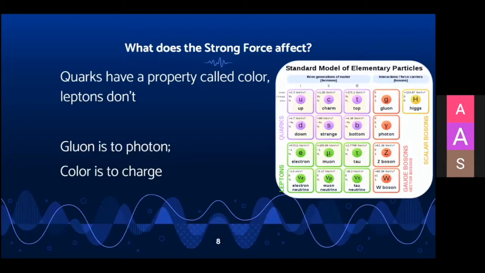Now, you may know that the photon is the mediator of the electromagnetic force. That is to say, the photon makes the electromagnetic force happen. Well, with the photon, you have this other boson called a gluon. Gluons make the strong force happen. So you can think of the strong force as pretty analogous to the electromagnetic force. Gluon is the photon and color is the charge.